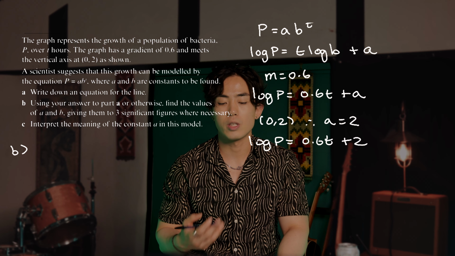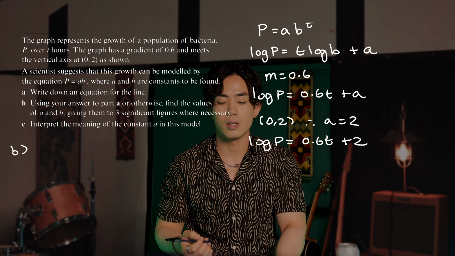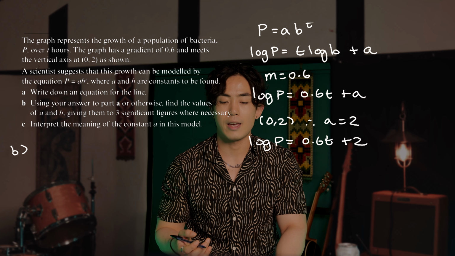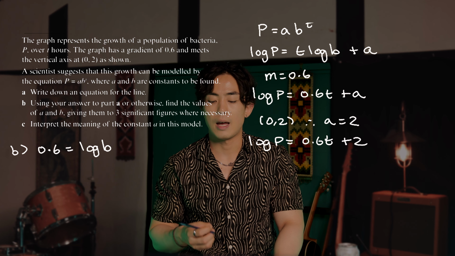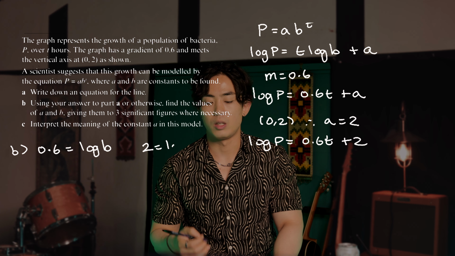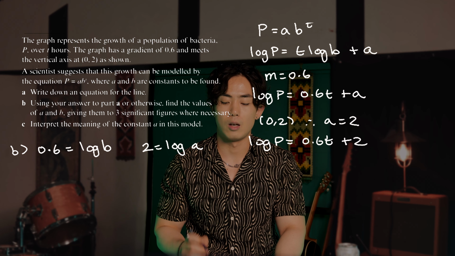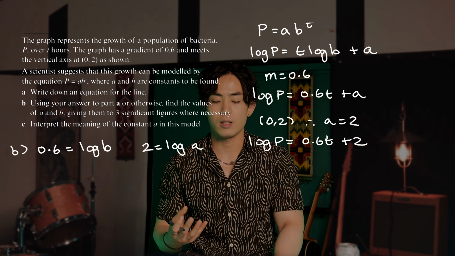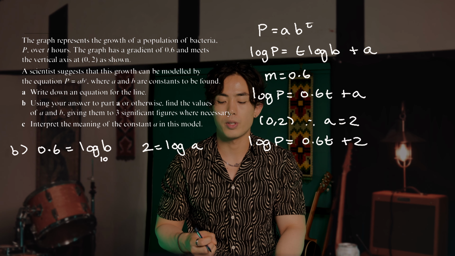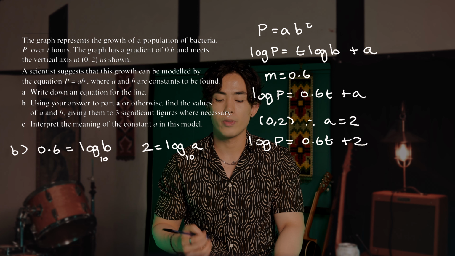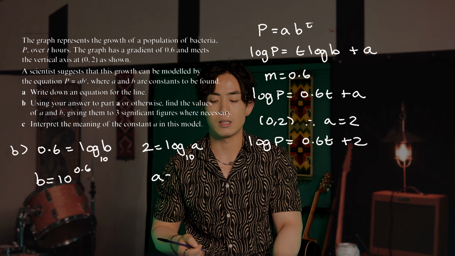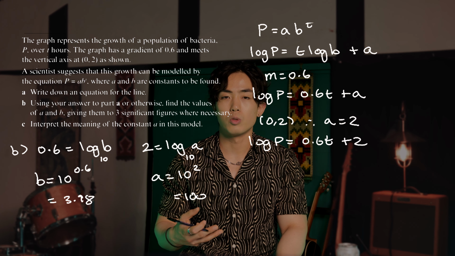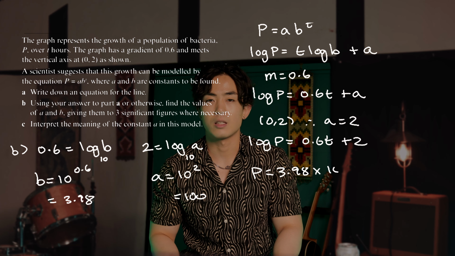In part B, they say using the answers for part A, find the values of a and b. If 0.6 is the gradient, it is equivalent to log b. And the y-intercept 2 is equivalent to log a. So log b is 0.6 and log a is 2. If there's no base, remember we should use the standard base of 10. So log b to the base 10 is 0.6 and log a to the base 10 is 2. Therefore, b is 10^0.6 and a is 10^2. b is 3.98 and a is 100. So the model will be p = 100 × 3.98^t.